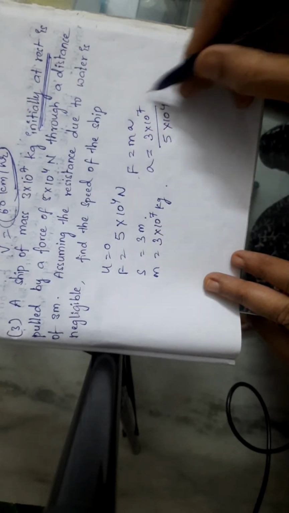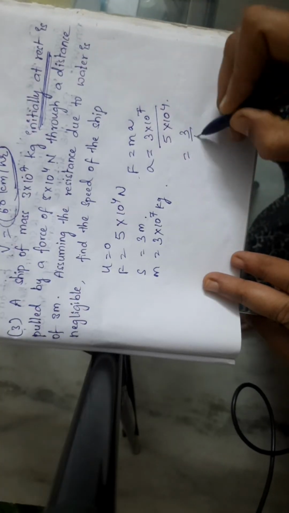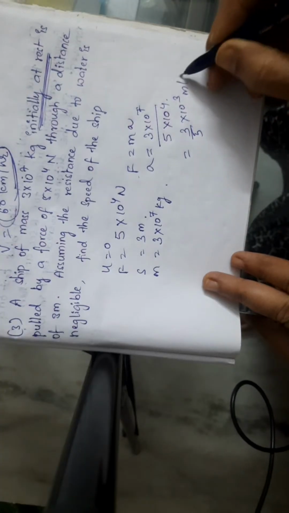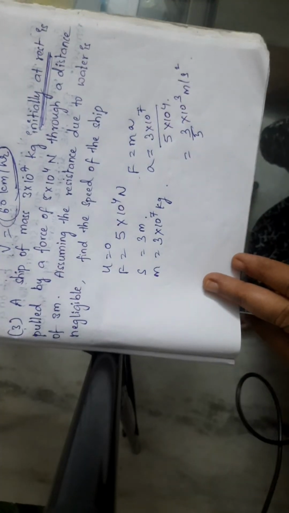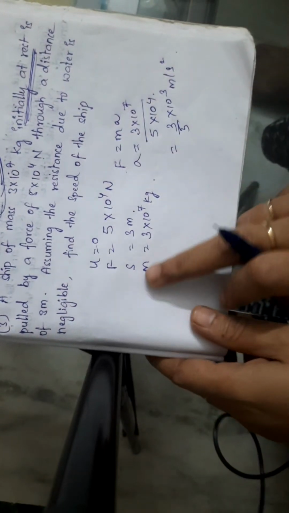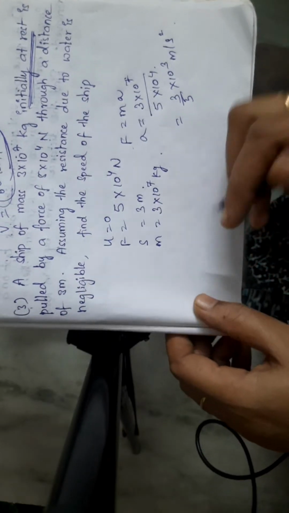Now these two powers will get subtracted. 7 minus 4 is 3. So 3 by 5 multiplied by 10 raised to 3 meter per second square, the unit of acceleration. Now the next part: distance is given, and we need to find final speed. So v has to be calculated.